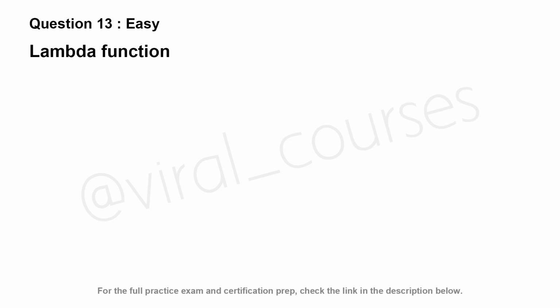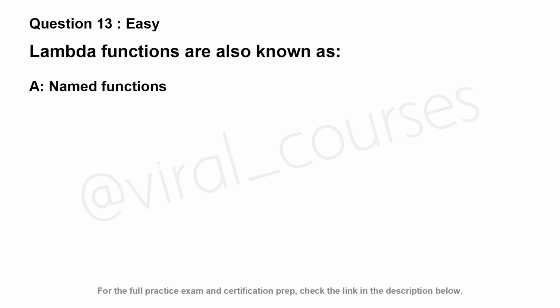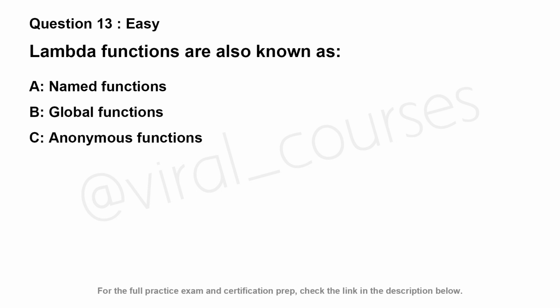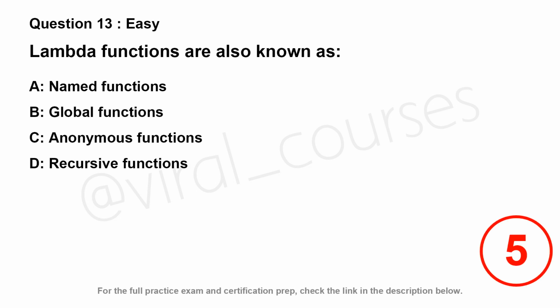Lambda functions are also known as: Option A, named functions. Option B, global functions. Option C, anonymous functions. Option D, recursive functions.